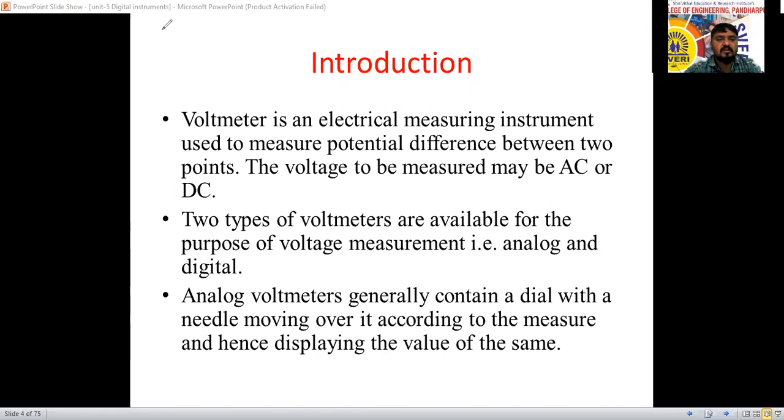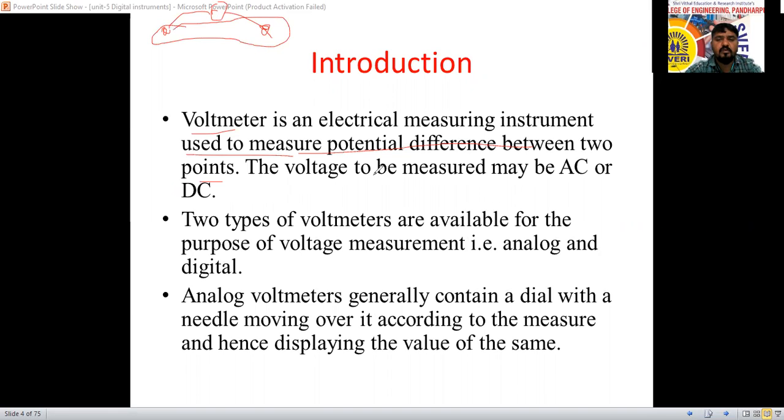Here is 1 point, and here is another point. In between them we will connect the voltmeter, and we are going to measure the voltage in between the 2 points. Here some potential is there, and here some potential is there. The difference between this potential and that potential is called the potential difference. Potential difference is nothing but voltage. So we use the voltmeter to measure the potential difference between 2 points.